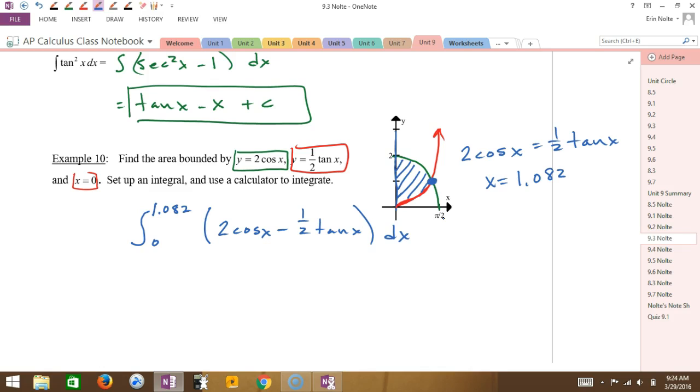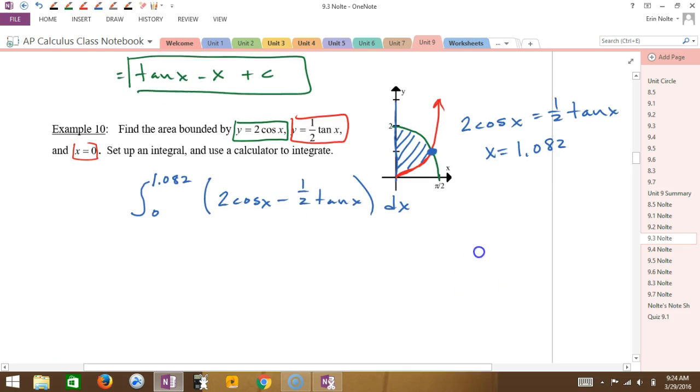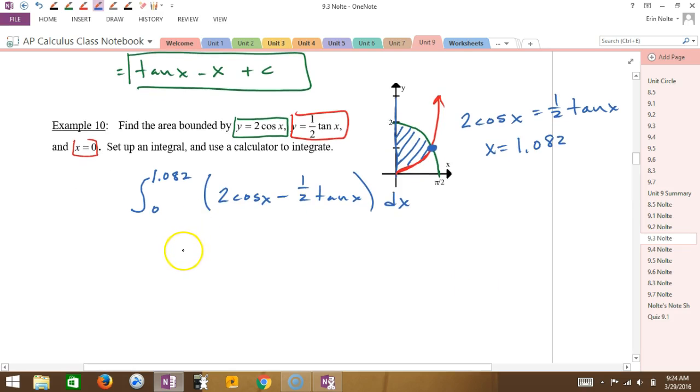If you type that literally in and do an integral on that, you should get the answer, and you can type this into your 84. Just make sure your mode is in radians again. Yeah, integral, yeah.